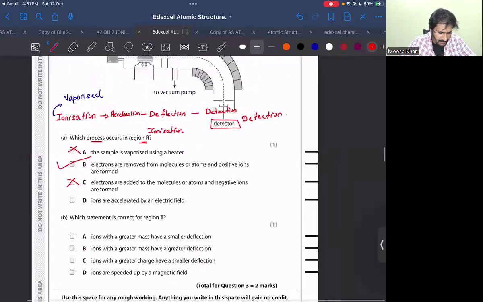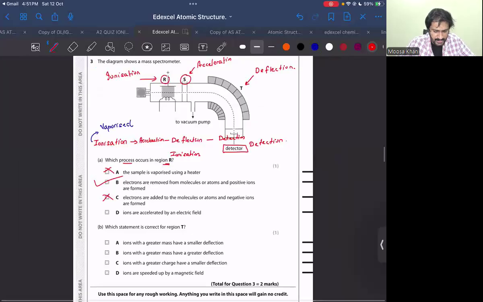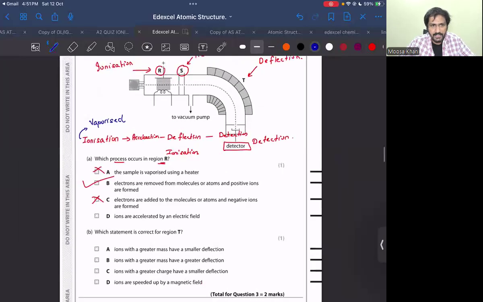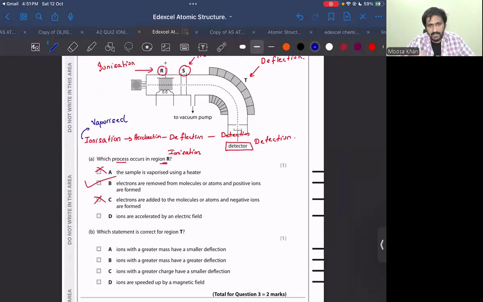Okay, now part B says which statement is correct for region T. So for region T, ions with a greater mass have smaller deflection. Remember what we discussed, that if a particle is heavier, if it has a higher mass, it will be deflected at a smaller angle, right? So ions with a greater mass have a smaller deflection. Isn't it correct?